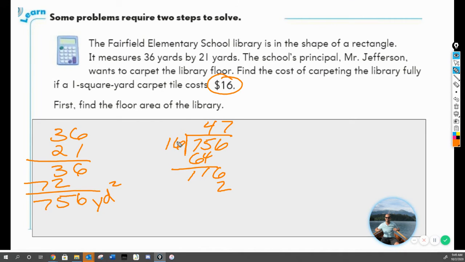7 times 6 is 42. Bring the 4, 7 times 1. I'm going to tell you what I did right here to get the 7. I knew 4 16s was 64, so I knew 8 16s was going to be 128, and that was going to be a little bit too big, and that's how I got my 7. Mr. McCarthy, you're a mad genius.